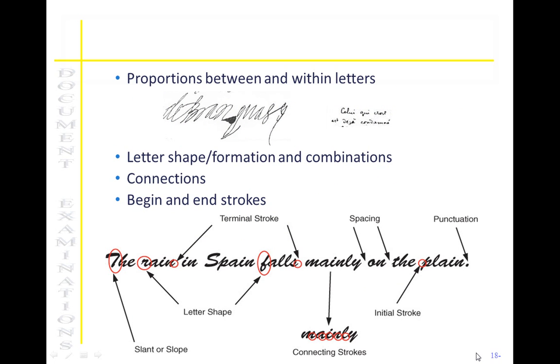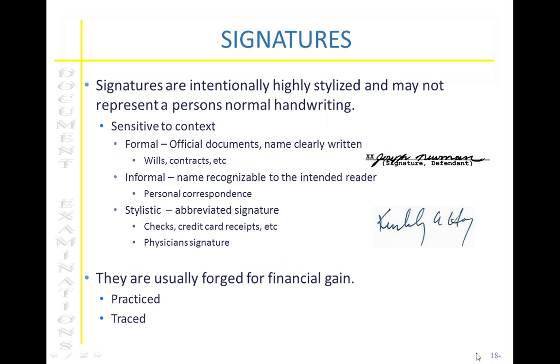The proportion between and within the letters should also be taken into consideration. The overall letter shape and the formation of the letters. If there's any connections between the letters, or if it is just the beginning and ending strokes of the various words. All of these things are going to be taken into consideration when you're doing handwriting comparisons or examinations.